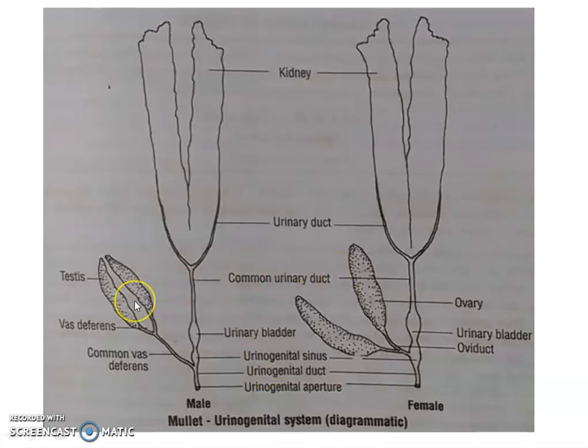Now with respect to the genital organs, in the case of the male reproductive system, it is composed of a pair of testes.